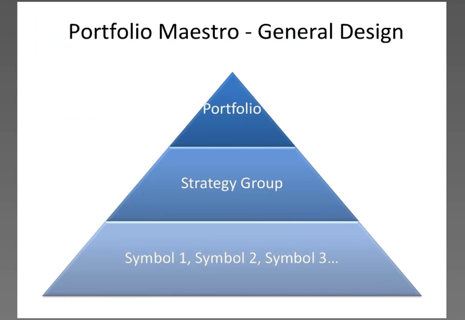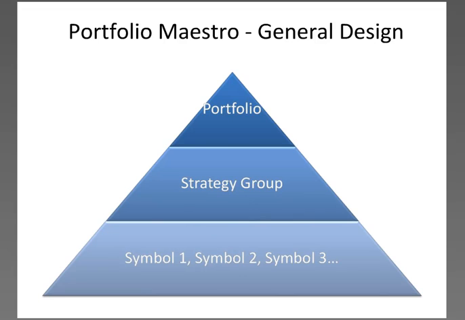Now, just like I did in the beginning of the last presentation, let me give you just a quick recap about the general design of Portfolio Maestro. So think about a pyramid, where the top of the structure is the portfolio, and the base is formed by selected tradable symbols. Now, if you focus on the middle portion of the pyramid, a strategy group in Portfolio Maestro contains at least one strategy and one symbol. But if you recall, strategy groups can actually be very complex with multiple strategies and with many different symbols.